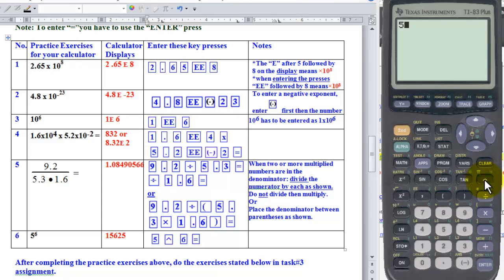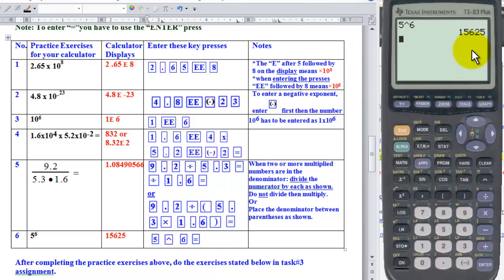So we'll input the power here, and then we'll input this symbol, then 6. And this means 5 multiplied by itself 6 times, which will yield 15,625. Of course, that's different from 5 million. Okay, now this is the practice exercises.